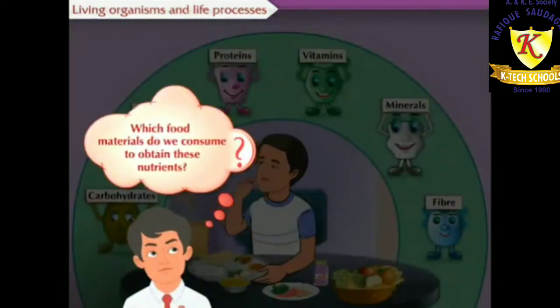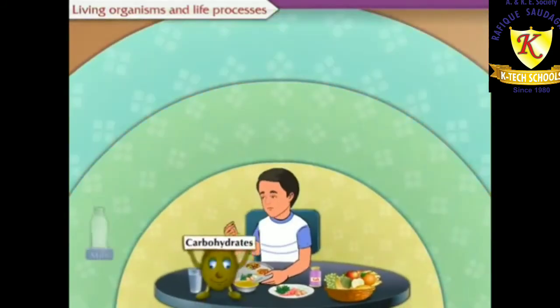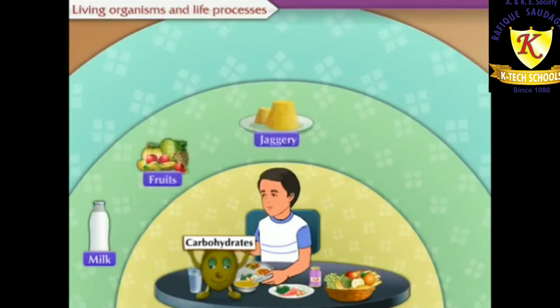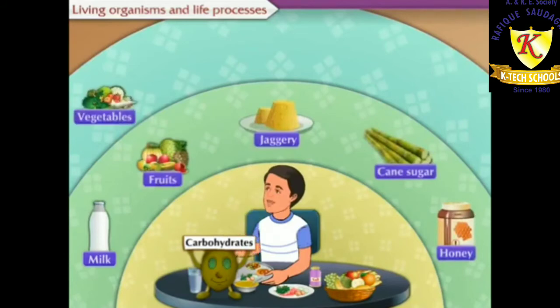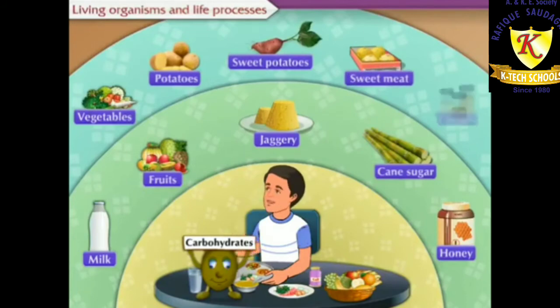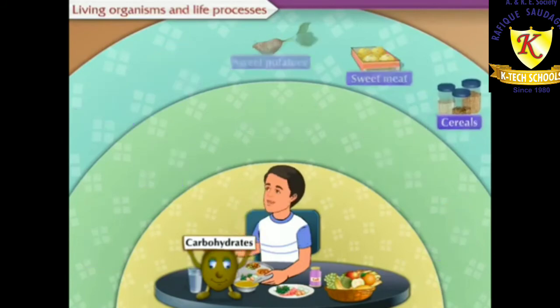Now children, which food material do we consume to obtain these nutrients? We obtain carbohydrates from milk, fruits, jaggery, cane sugar, honey, vegetables, potatoes, sweet potatoes, sweetmeat, and cereals like wheat, maize, ragi, jowar, millet, rice, etc. So from all these we get carbohydrates.